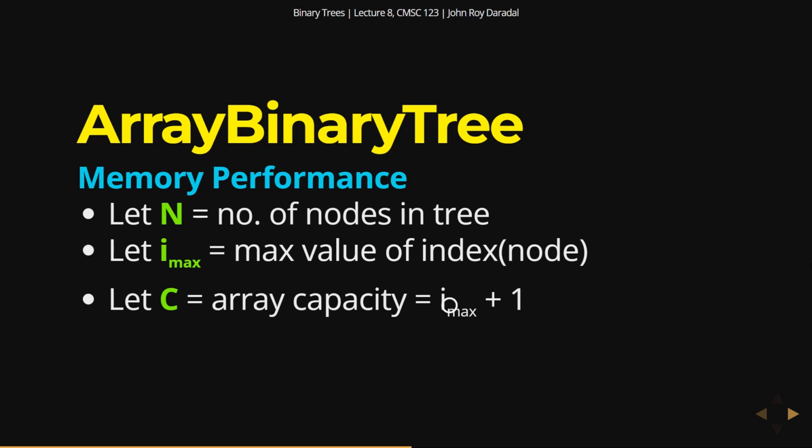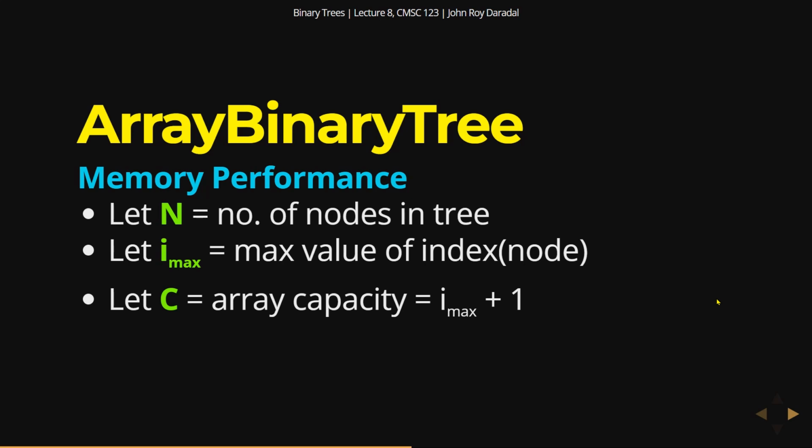So it should be I max plus 1, right? Because whatever is the biggest maximum index, you will add plus 1, and that is the capacity. Why will you need to add plus 1? Because remember that index 0 is empty, right? So let's say if your maximum index is 15, so you know that you will use all the way up to index 15, so you need to at least have a 16 capacity array, right?